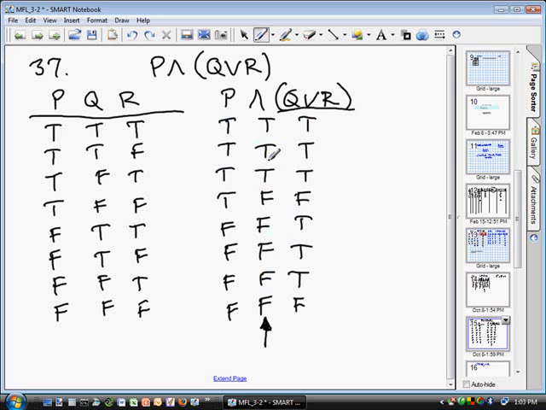By the way, this is just my little convention. Because that middle column over here was our final answer, I always put some kind of a marker at the bottom, like an arrowhead or something, so that everybody knows, hey, that's our final result. The final truth table for this is TTT, FFFFF.